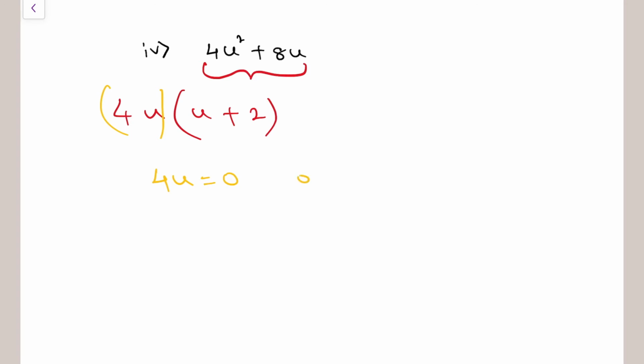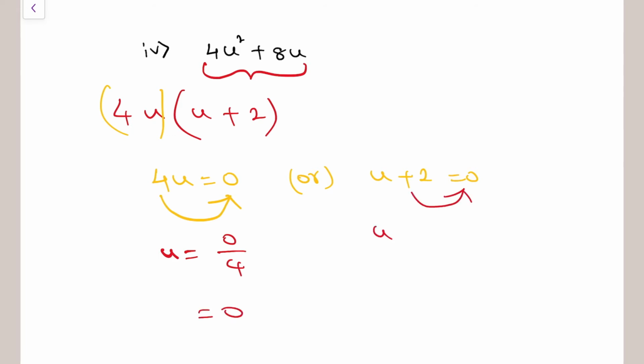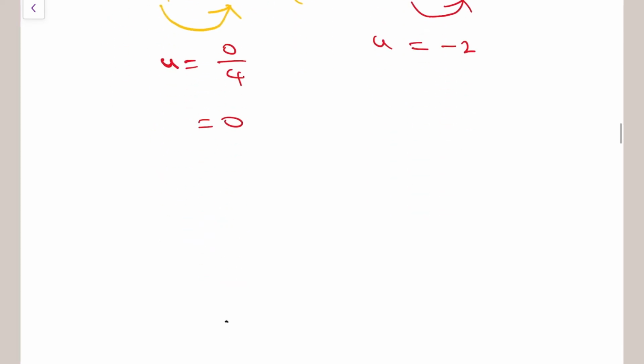Both make equals to zeros. 4u is equals to 0 or else u plus 2 equals to 0. Now 4 if we take to the another side, it becomes a division. So u is equals to 0 by 4, that is 0 as usual. Then here u plus 2 if we take another side, it becomes minus 2. So u value is minus 2. One is 0 and one is minus 2.